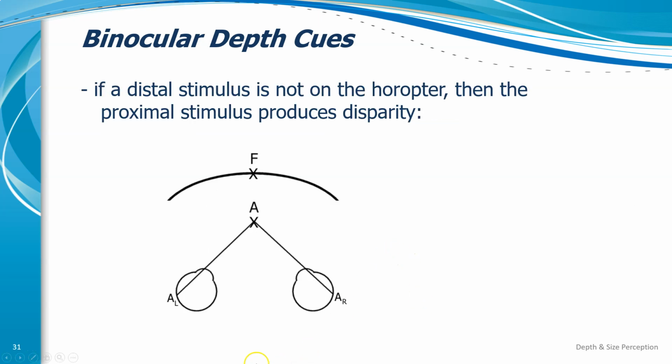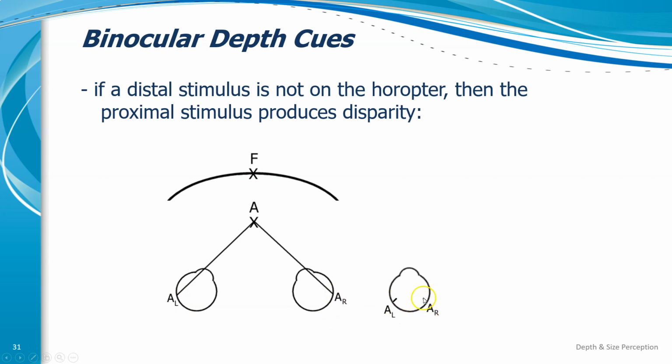Now, nothing has changed. The person is still focusing on the point F, but now we've introduced a new object, A, and it is closer to us than the horopter. So if you are looking at your screen right now, that is where your horopter is. And if you hold up your finger, I didn't want to use F for finger, okay? So A represents your finger, you will see two fingers. The image of object A falls over here in the left retina, over there in the right retina. Let's take a look at that.